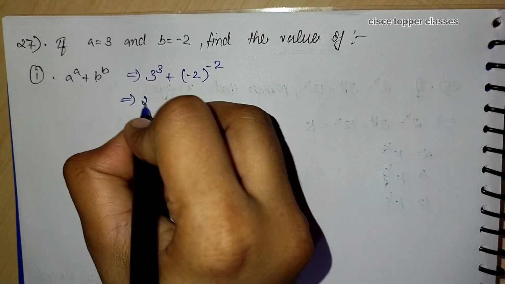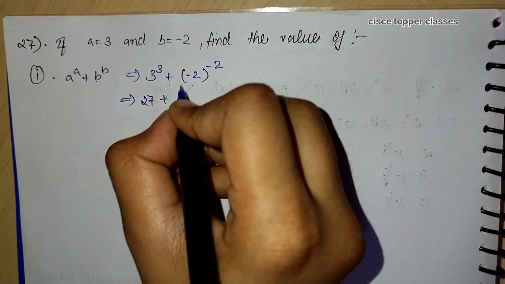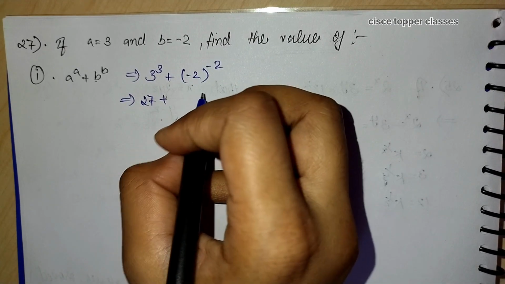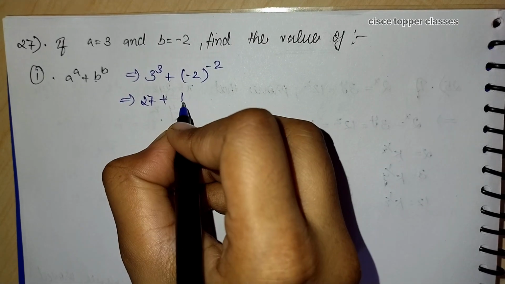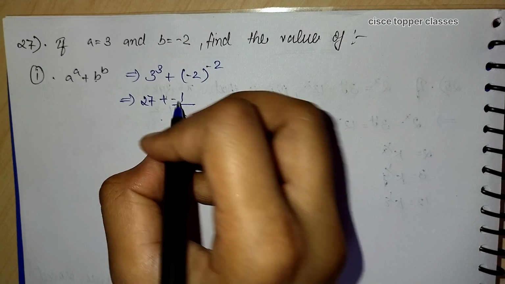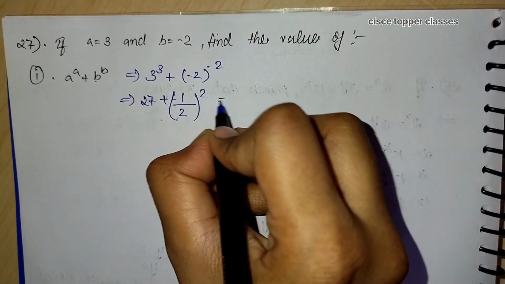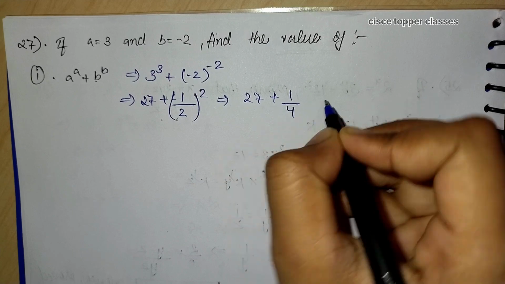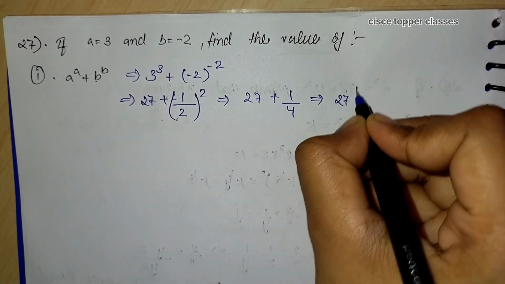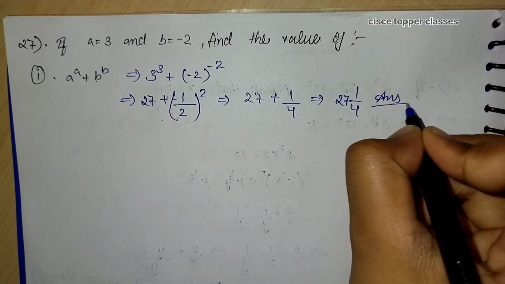So on solving we will get 27, simplifying it, and here minus 2. So it will be 1 by 2 whole square. It will be 27 plus 1 by 4. So 27 1 by 4 is the answer in this question.